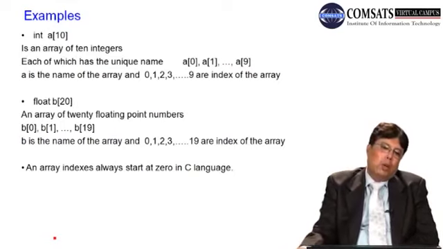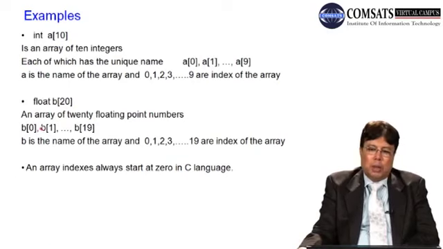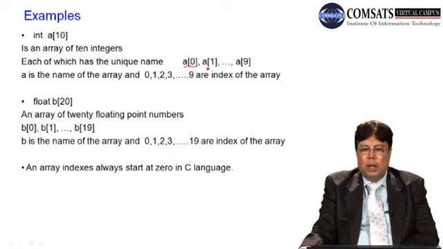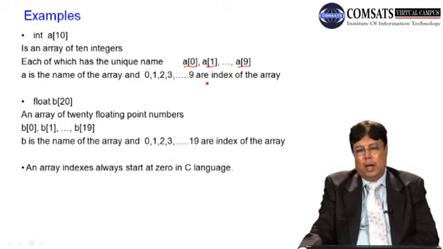अब नेम कैसे यूनिक होगा? नाम तो इस अरे का हमने a रखा है. यूनिक इस तरह से होगा कि उसका सबस्क्रिप्ट जो है हम उसको चेंज करेंगे. a of 0 फर्स्ट एलिमेंट, a of 1 सेकेंड एलिमेंट, और a of 9 10th एलिमेंट. Okay, and a is the name of the array, and 0 1 2 3 4 5 6 7 8 9 are the index of the array.